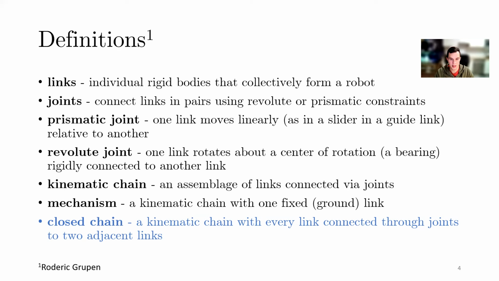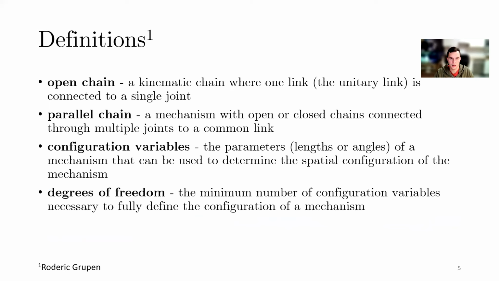If we consider an assemblage of links connected by joints, we call it a kinematic chain. A mechanism is a kinematic chain with a fixed link. And there are different kinds of mechanisms. Within this practice, we consider closed chains. It is the one where all the links contain at least two joints. An open kinematic chain is the one where there is at least one link with just a single joint.